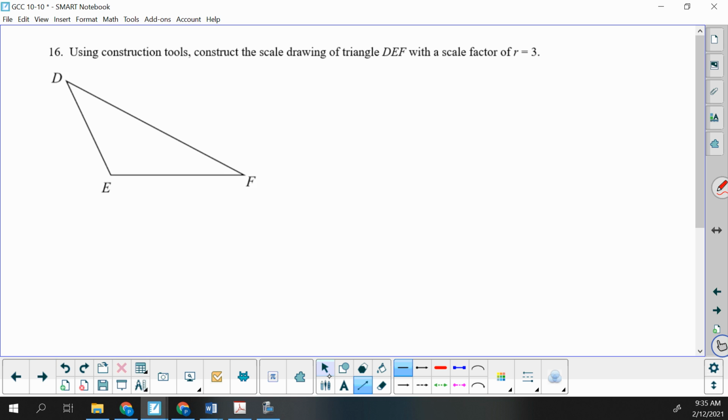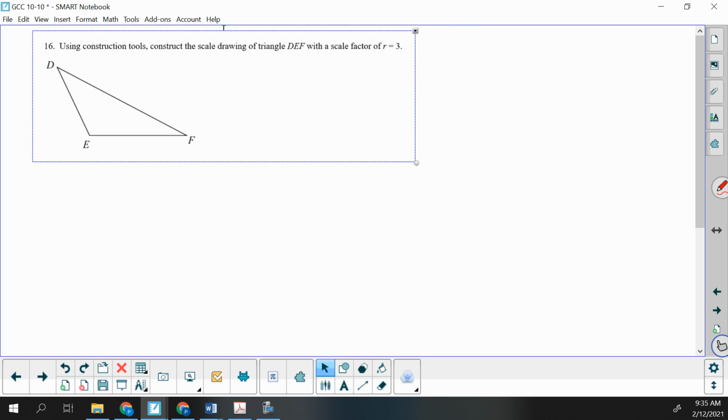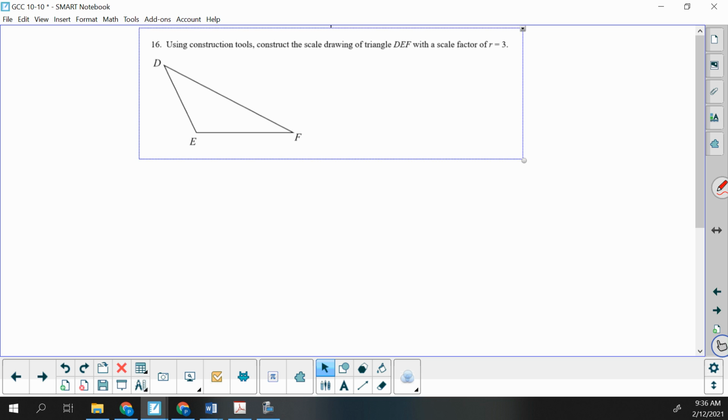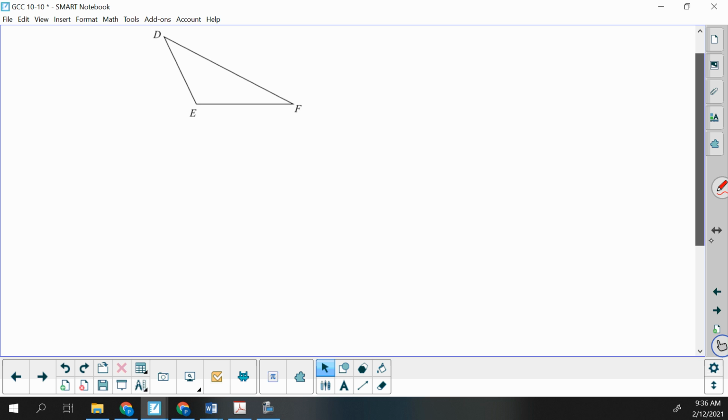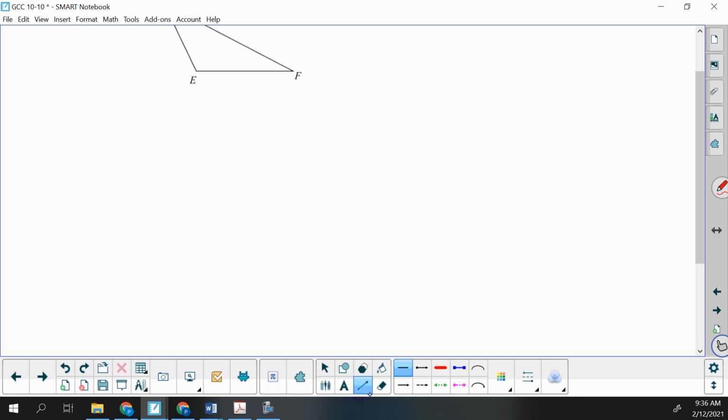So next one over on 16, we'd want to construct this so it's 3 times the size. Now you're going to need some space for this. So start out, draw a line segment and draw it pretty close down to question 17. And I would say maybe start it kind of above the word method. And just draw yourself a long line segment for right now.